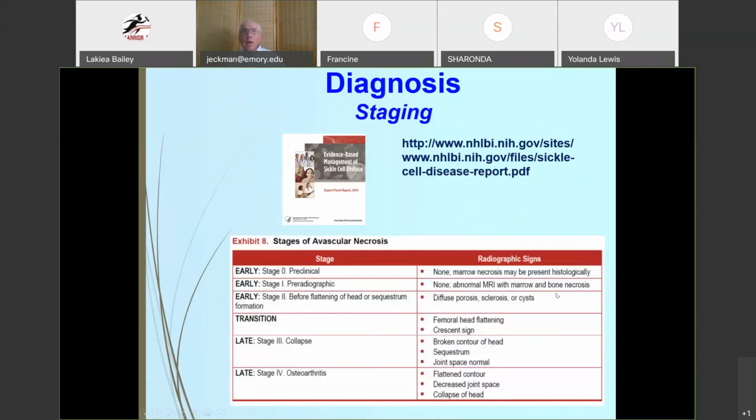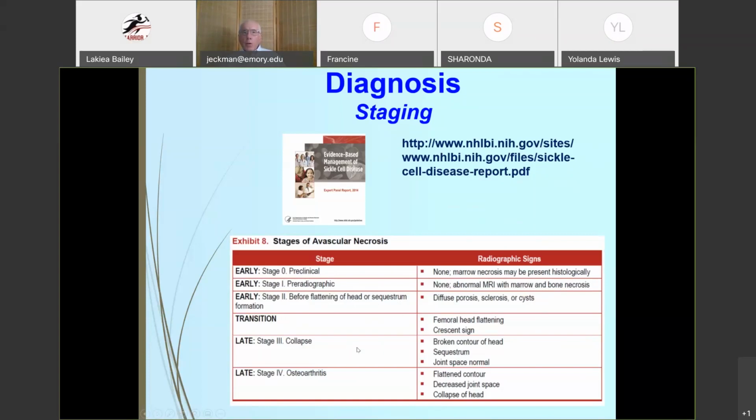And staging, and I'm not going to say much about it, but there's a staging system that goes from preclinical, where you may be able to see something if you look at disease of the hip, but really have no radiographic changes. Stage 1, the regular X-ray is normal, but the MRI will be positive. And then stage 2 is when you get very early changes in the head, but there's no collapse and there's no formation of little islands of regenerating bone.